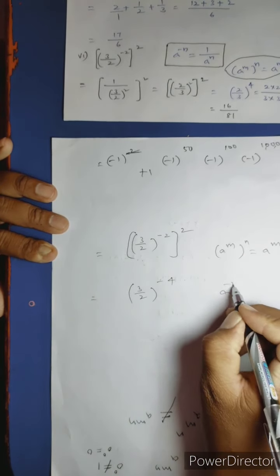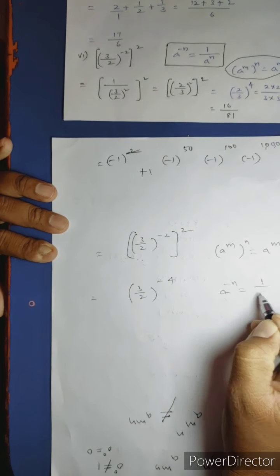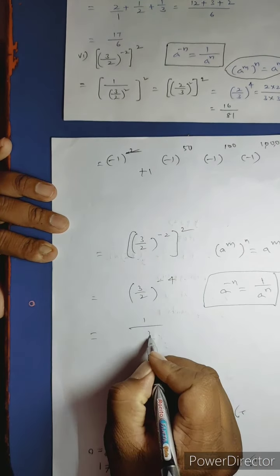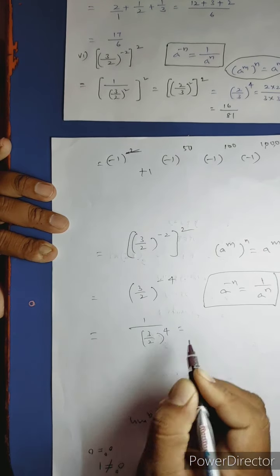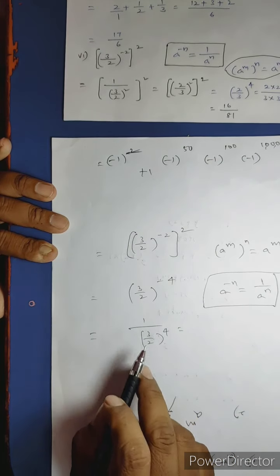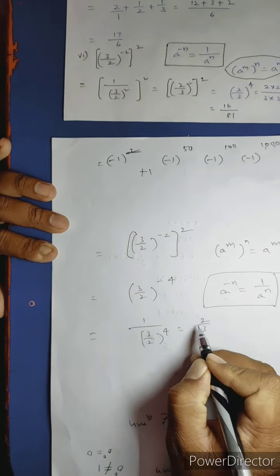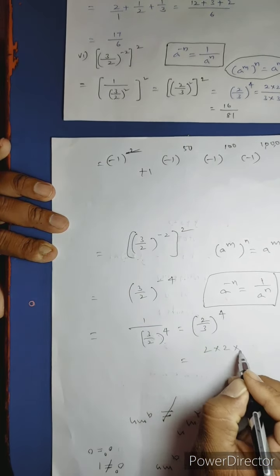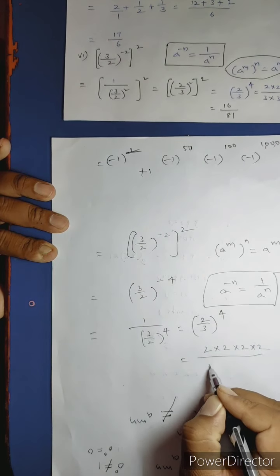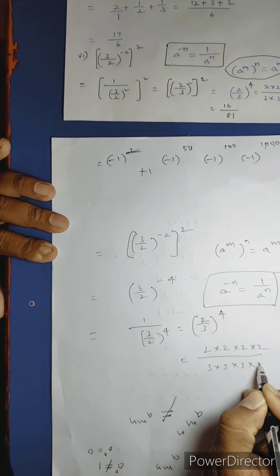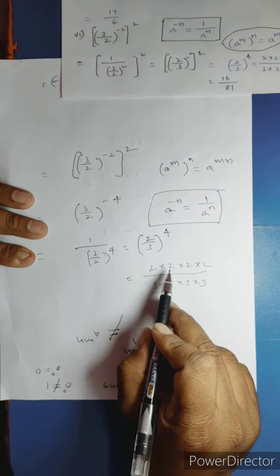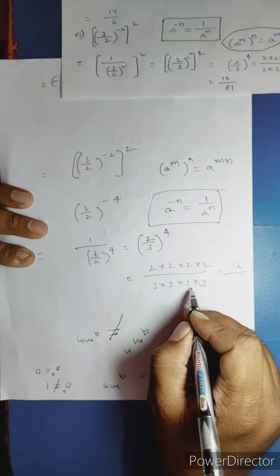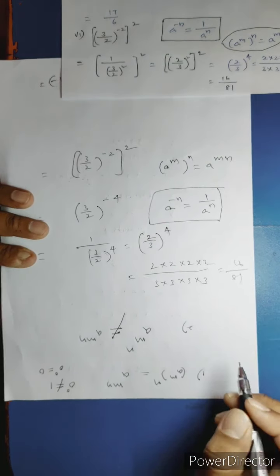Again this one is in the form of a^-n equal to 1 by a^n. Then 1 by (3/2)^4. Here in the denominator place there is a fraction, so write its reciprocal: (2/3)^4. 2 to the 4, 2 4s are 8, 8 2s are 16. 3 3s are 9, 9 3s are 27, 27 3s are 81.